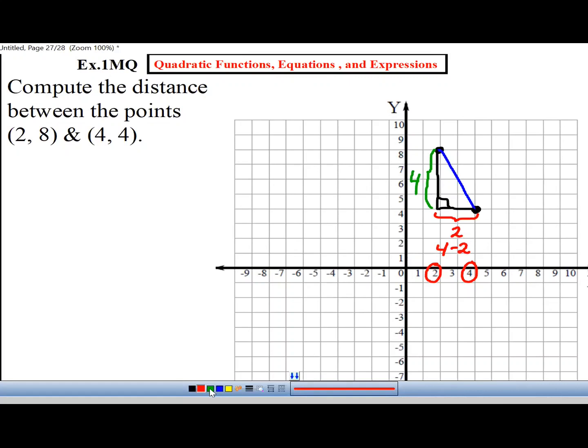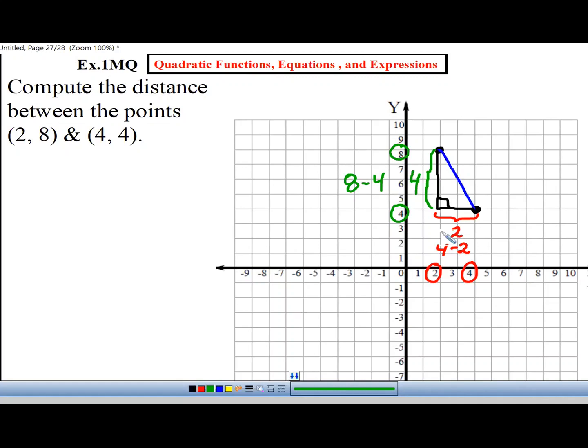Now let's look at this number, the number 4. That means this point down here has a y value of 4. This point up here has a y value of 8. And once again, how do we get this 4? Subtracting 8 minus 4. That's how we get that number. I just wanted to show you really quick.